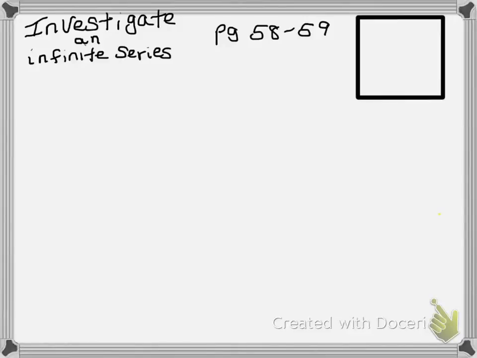Alright, so if you're watching this video, it means only one thing: you have completed the Investigate an Infinite Series, located on page 58 to 59 of your textbook. You've completed it, you're happy with your answers, and now you're ready to verify that you are correct with what you have. So, the first question says start with a square piece of paper.